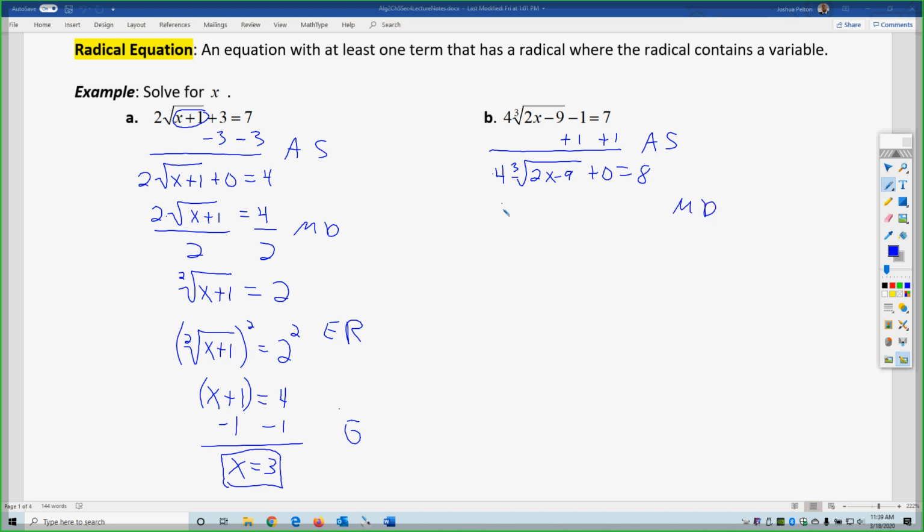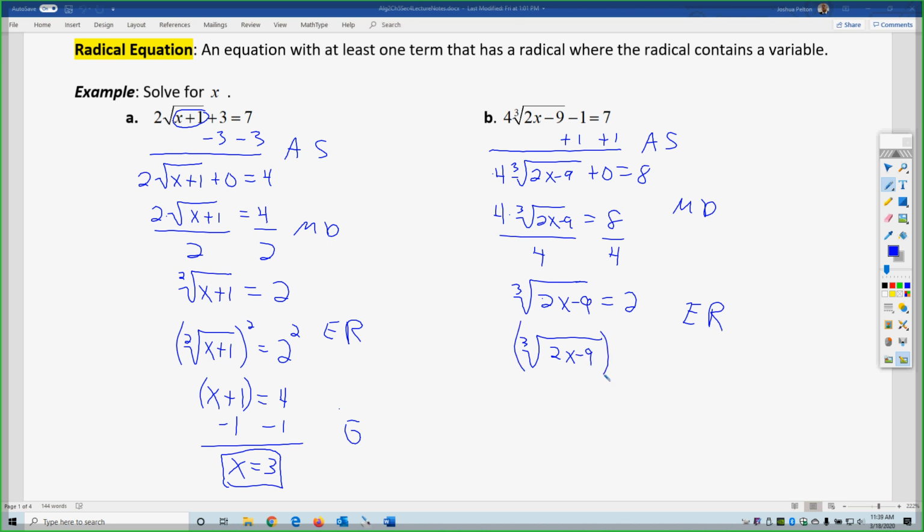Multiply divide step. So we have the third root of 2x minus 9 equals 8. That's a multiply right there, so we'll divide by 4. So we have the third root of 2x minus 9 equals 2. So now we're at the exponent radical step. So the third root, the inverse operation is the third power. Oops, let's erase that. It should be a 2. So that's 2 to the third power. So 2x minus 9, which is in parentheses, equals 8.